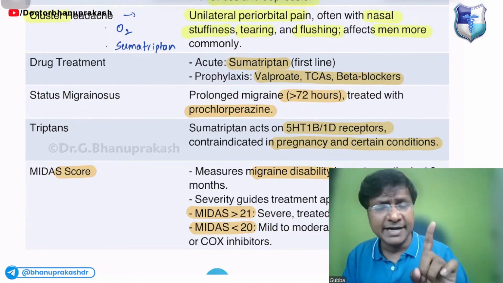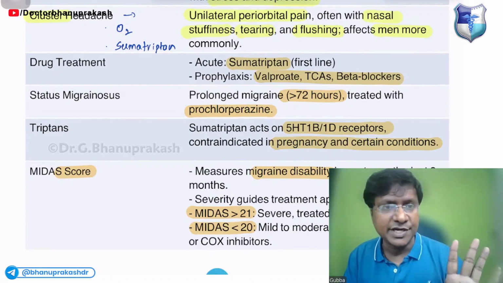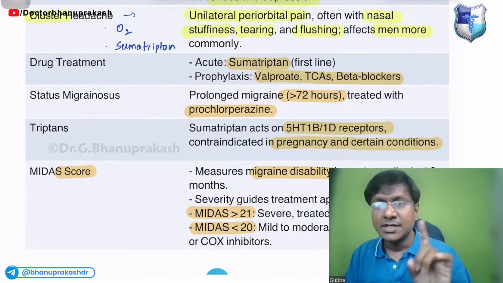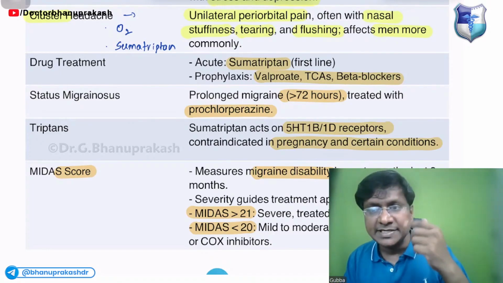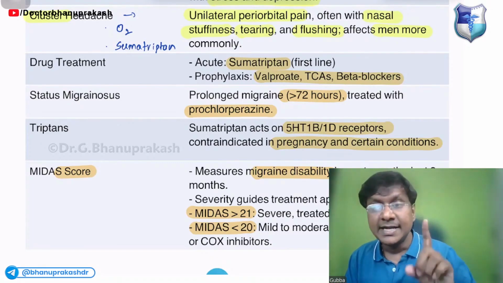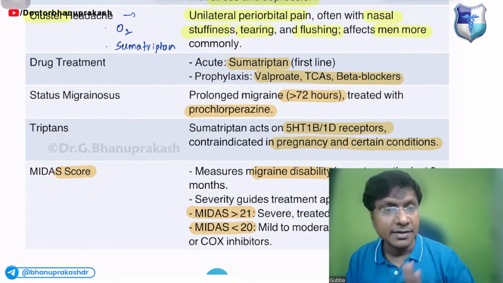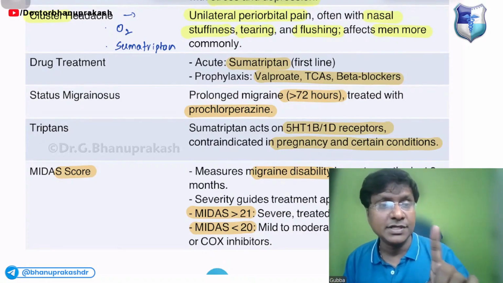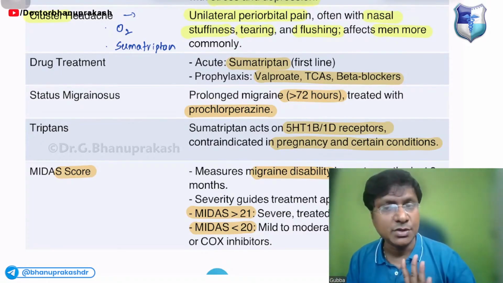Tension headache is usually bilateral, dull aching, associated with stress and depression, where we give either paracetamol or simply ask the individual to take rest. Cluster headache is usually unilateral, and it's a periorbital pain where there will be nasal stuffiness, tearing, as well as flushing. And that affects most commonly men rather than women. The first line treatment will be high flow oxygen, and the drug of choice will be sumatriptan in case of cluster headache.